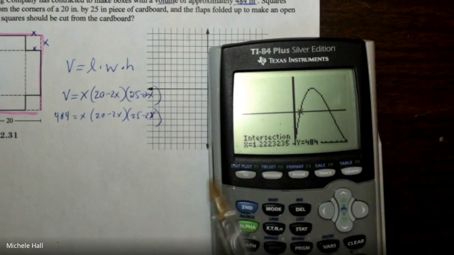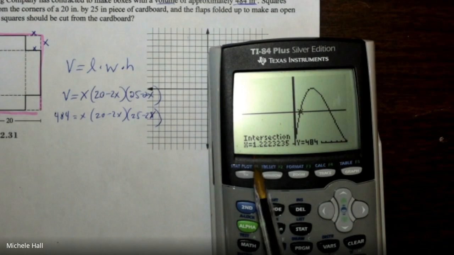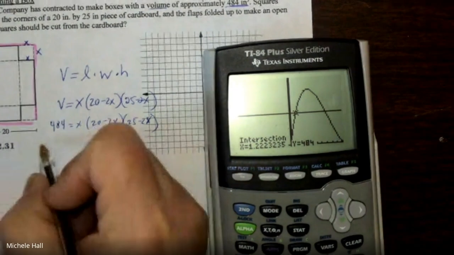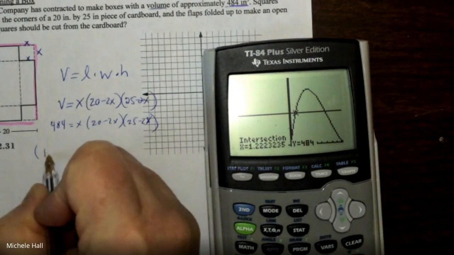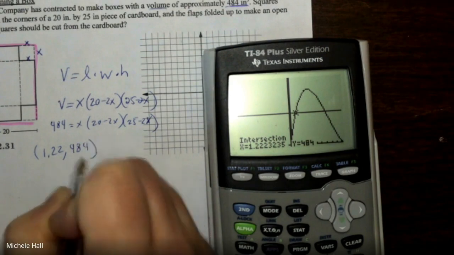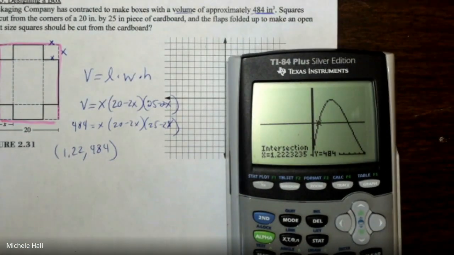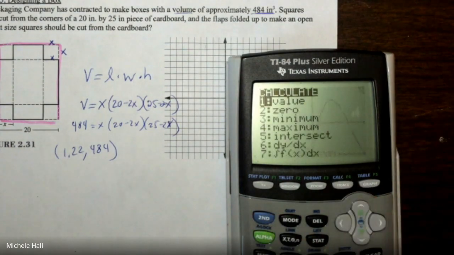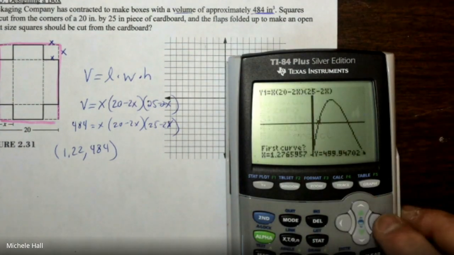It says the intersection will be at 1.22. So if I cut the box at 1.22, what are the units? Inches, then the volume will be 484. So my x could be 1.22 and the volume would still be 484. And then I would do intersection again for the other one. So I'm going to calculate number 5 and intersection.